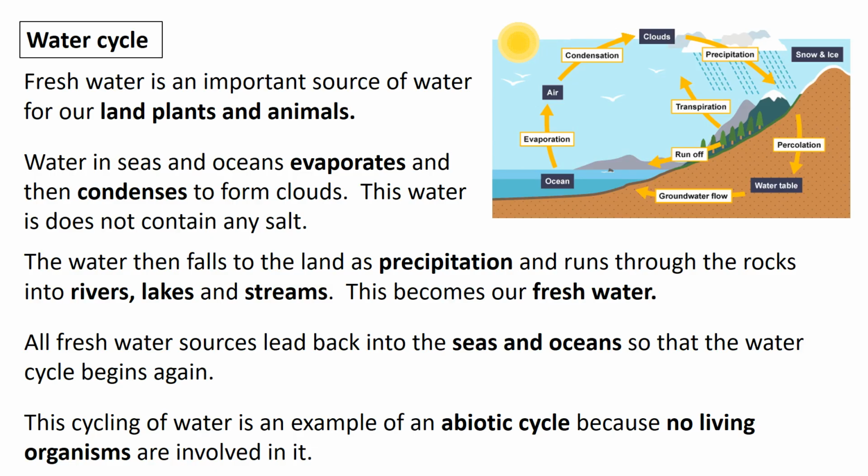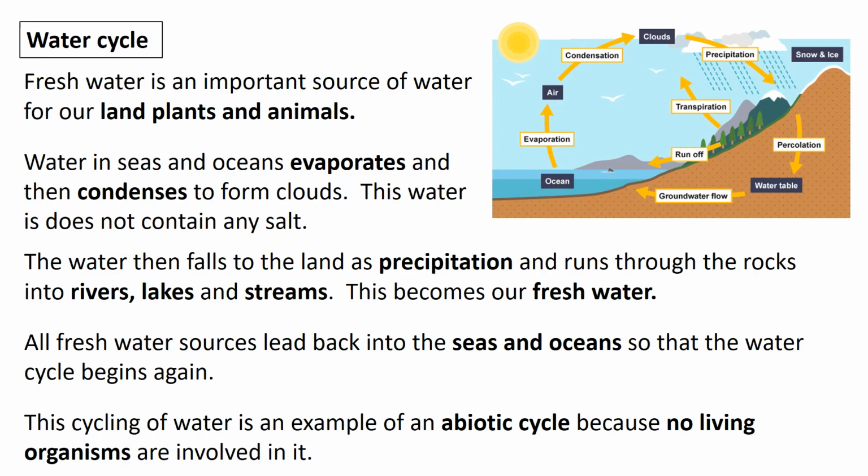So often with the water cycle, there's not many living things involved in the cycling of water. The water in the oceans and seas just evaporates and condenses in the air to form clouds. Obviously, when you've gone through evaporation and the formation of clouds by condensation, any salt that might have been in the seawater has been left behind. So this water in the clouds does not have salt in it. The water then falls to the land as precipitation. So that could be rain or hail or snow.